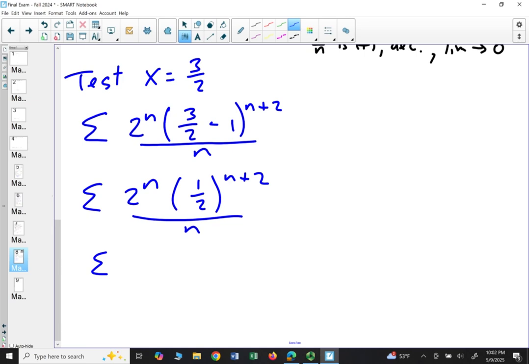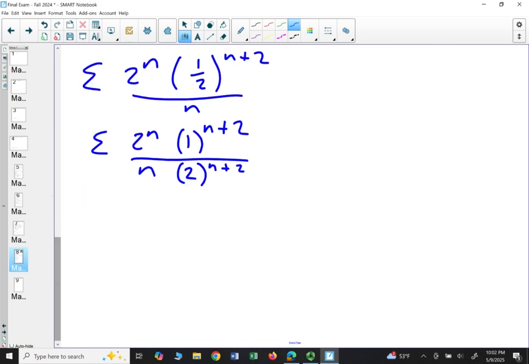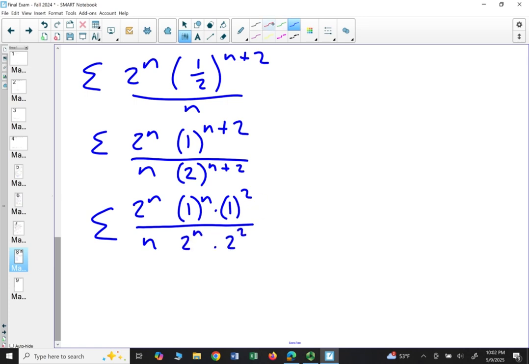Same kind of thing we're going to do as the last one. So we'll have 2 to the n. We'll have 1 to the n plus 2. We'll have n, and then the 2 from the 1/2 will come to the denominator and become 2 to the n plus 2. So we'll have 2 to the n. Separate 1 to the n times 1 squared. And 2 to the n plus 2 would be 2 to the n times 2 squared. Let's cancel. 2 to the n's would cancel. 1 squared is 1, 2 squared is 4.